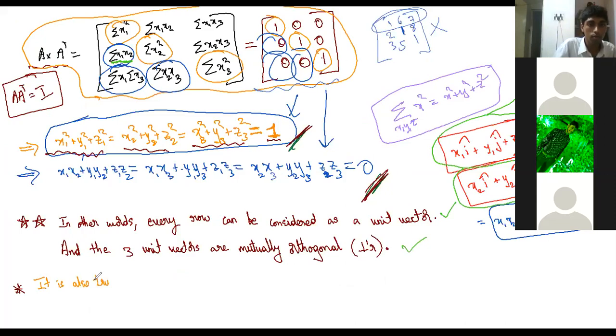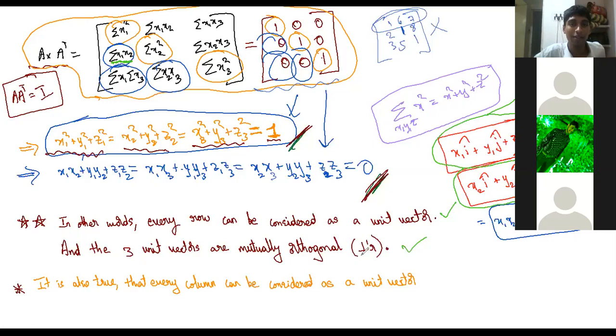It is also true that every column can also be considered as, can anyone tell? A unit vector. This you guys will be finding very shocking. In other words, I know it will be very hard for you to digest, but mathematically everything is as clear as crystal.